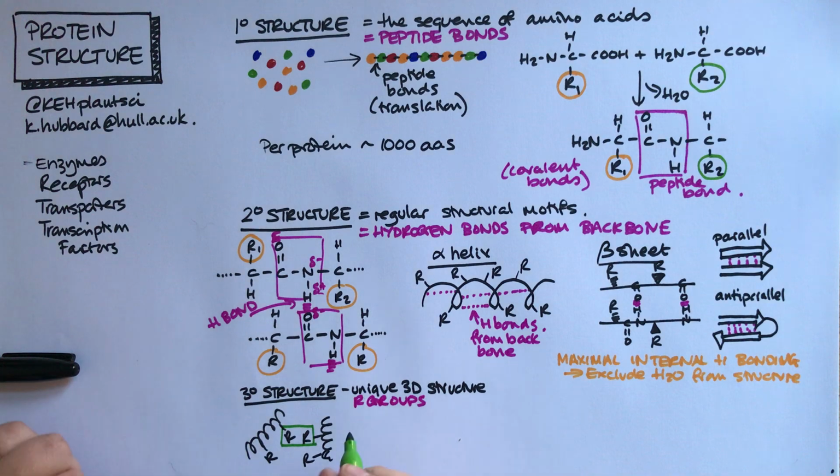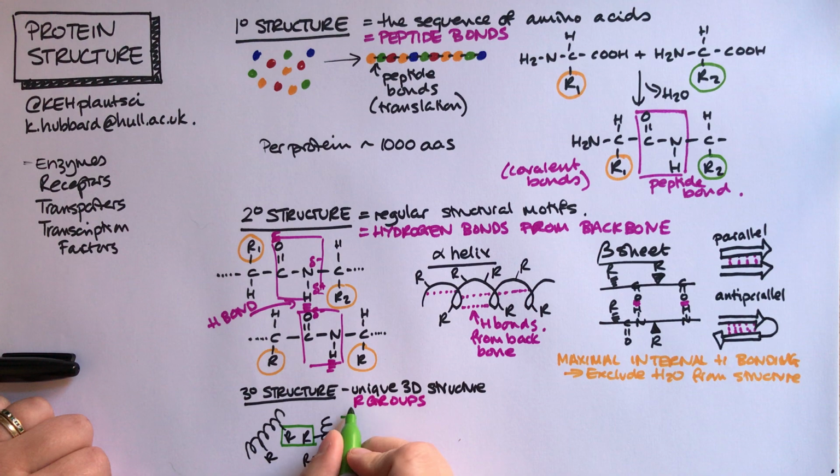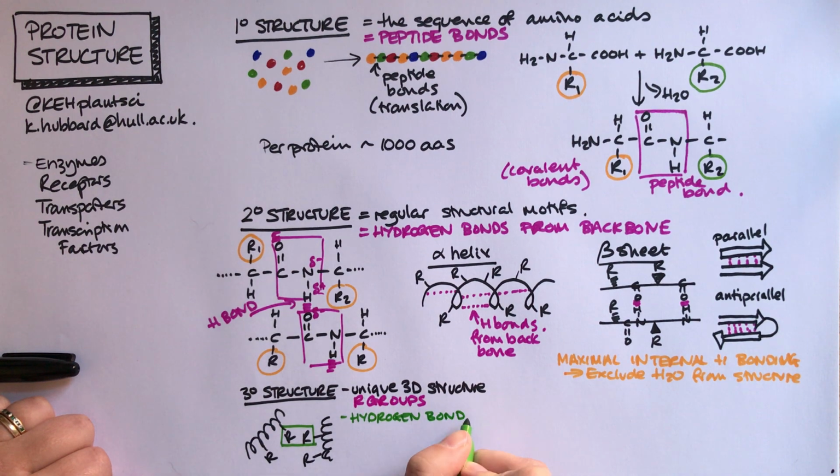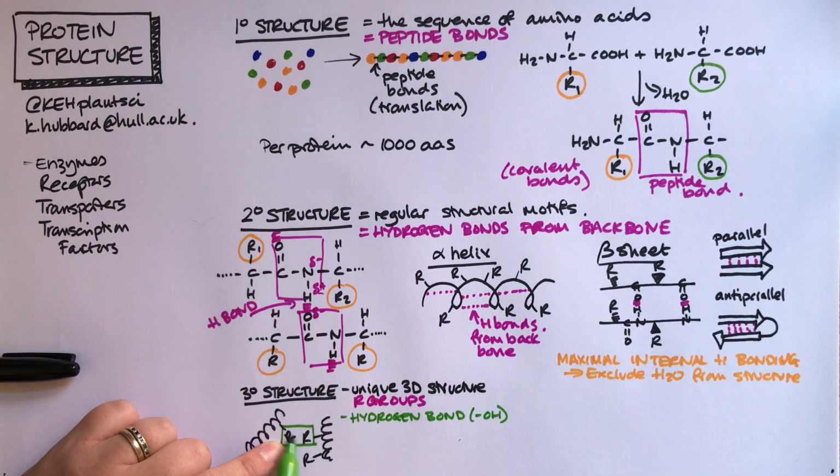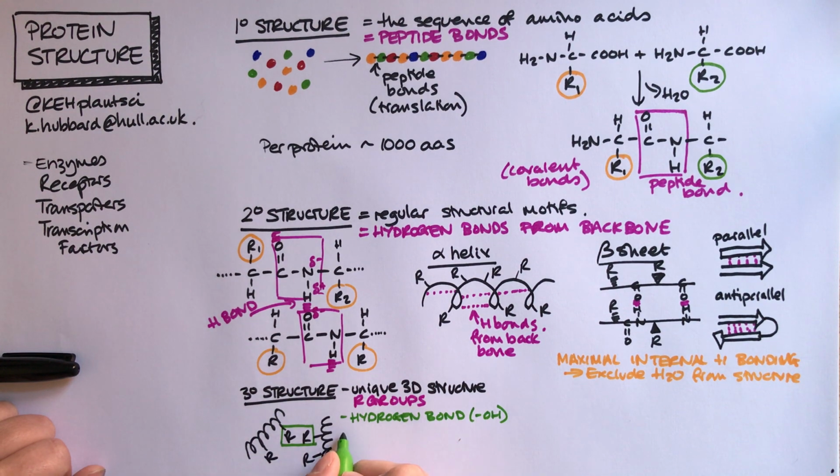So what sorts of bonds are we thinking about? Well, what we could be thinking about is a hydrogen bond. There are hydrogen bonds in the three-dimensional structure. If the R group has a chemical group in it that allows you to form a hydrogen bond, let's say it's got an OH group in it, we know that OH groups are polar, so they can form hydrogen bonds. So if both R groups have something polar in there, they might be able to form the hydrogen bond.